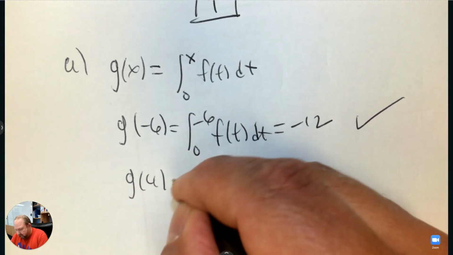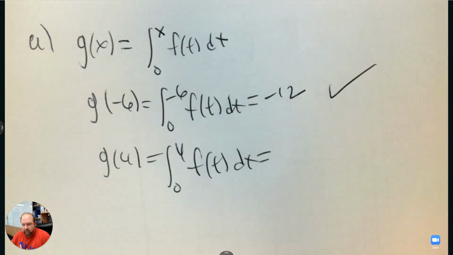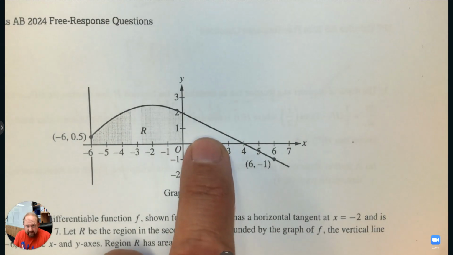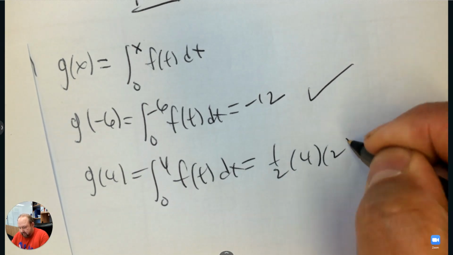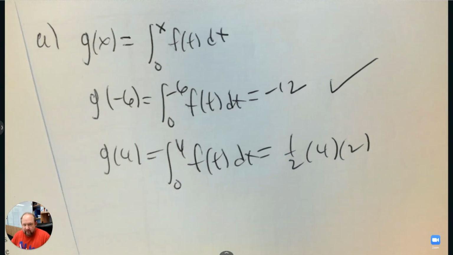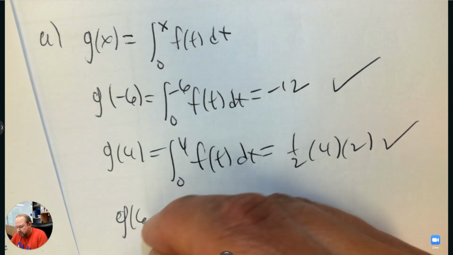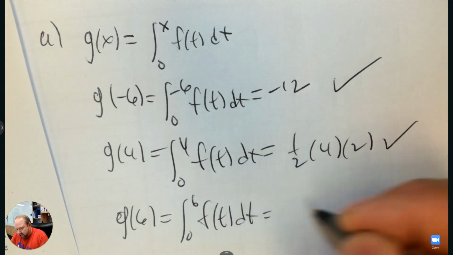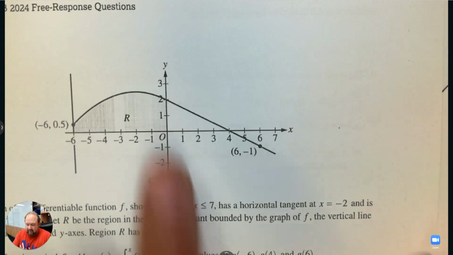G at 4, plug in 4. So what's the area from 0 to 4? This is what it says. It's that triangle, half the base times the height. You don't have to simplify it. So the base and the height. There's another check mark. And then the last one was 0 to 6, right? So plug in 6. And again, we don't need to simplify this. So we already have that.